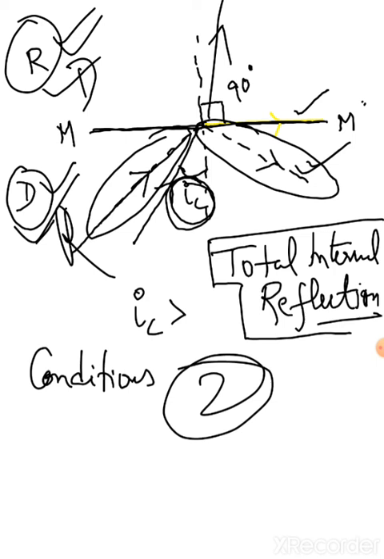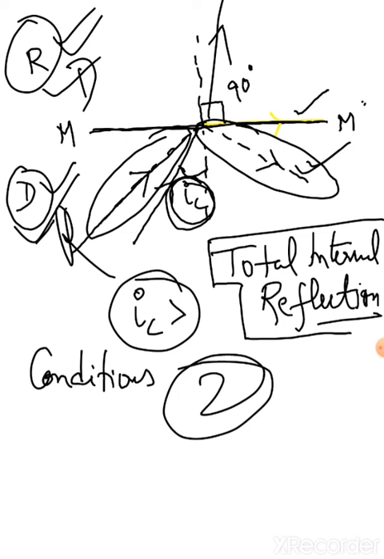Now the second condition, I guess you have already noticed. The incident angle of that particular ray should be greater than the critical angle. The angle of incidence must be greater than the critical angle for the given pair of media to have total internal reflection. So this is your second essential condition.